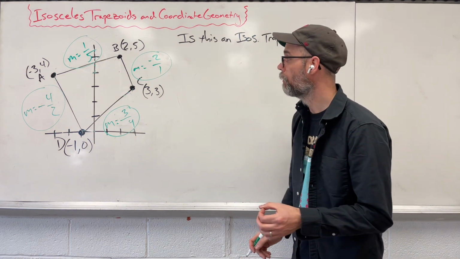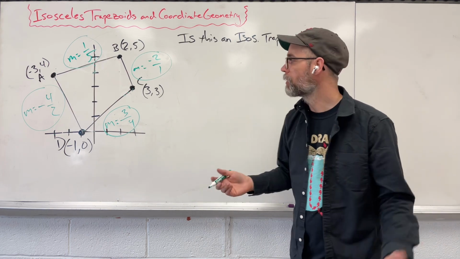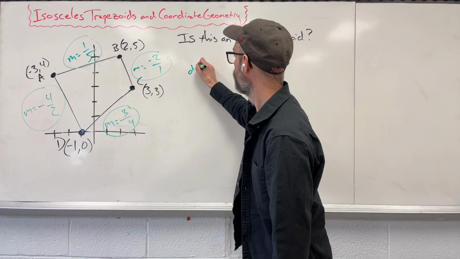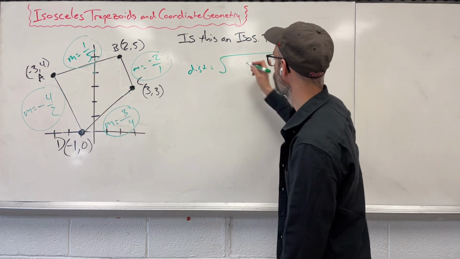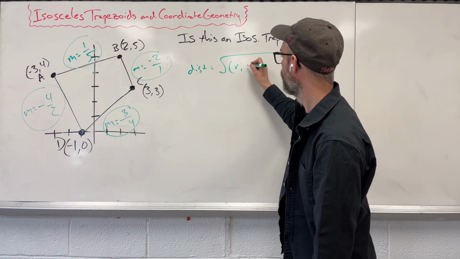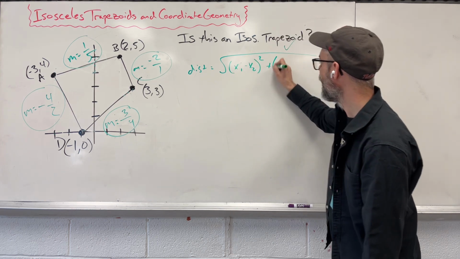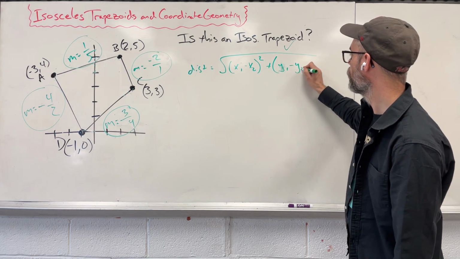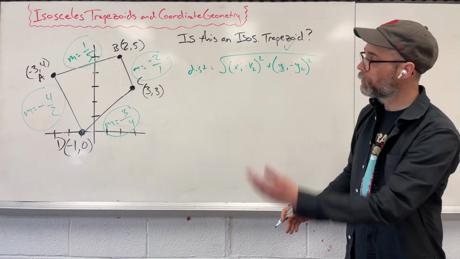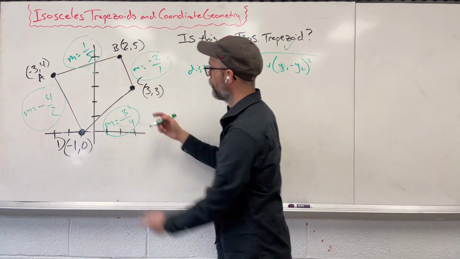We need to figure out, what about the legs? Are they the same distance? So we're going to bring in our distance formula. Distance equals the square root of, we're going to take our x's, x1 minus x2, square it, and our y's, y1 minus y2, square it. Let's plug some numbers in. Let's just look at our legs. I'm looking at C and D right here.